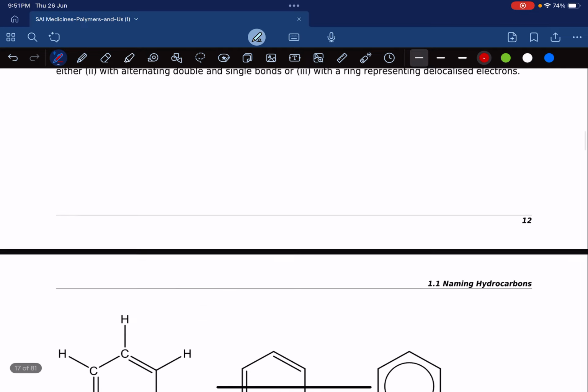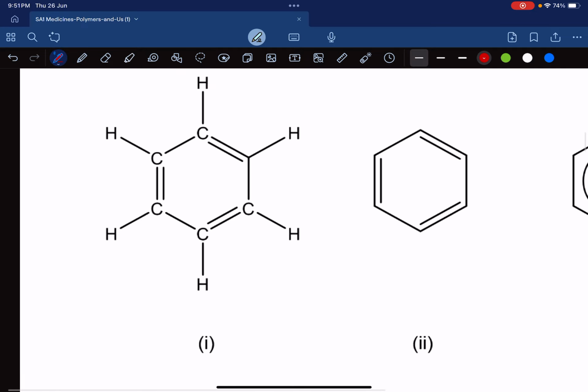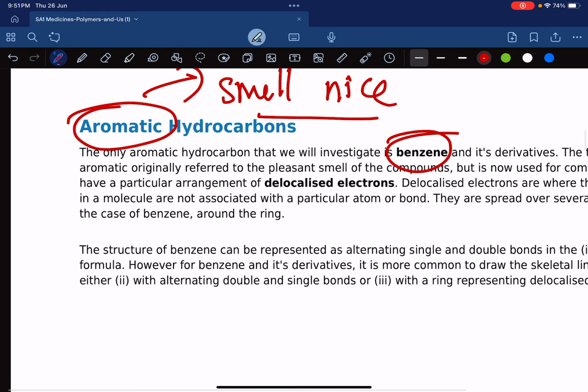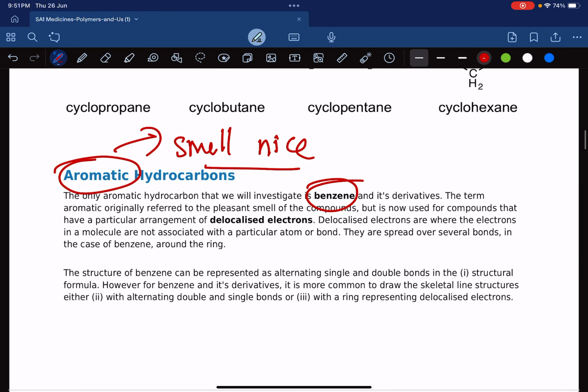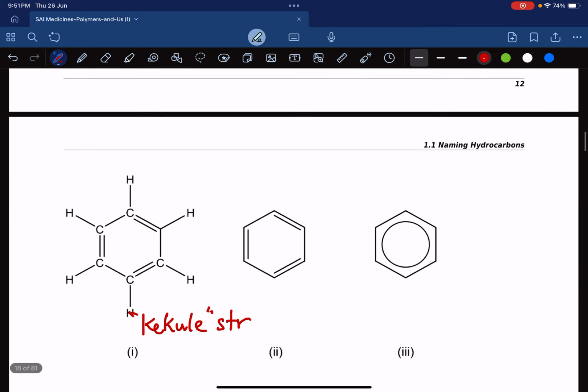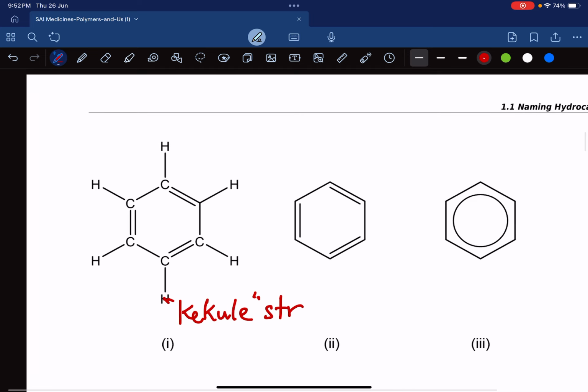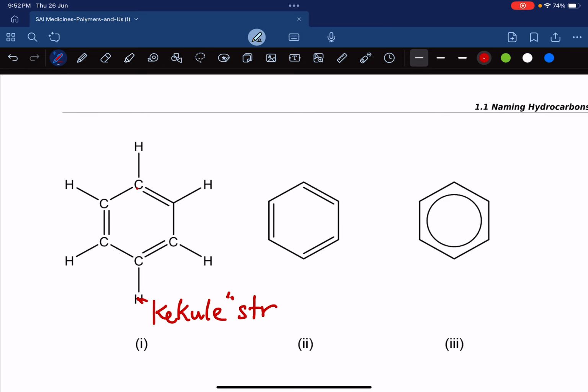Now the structure for benzene is called the Kekule structure. I don't see it written here anywhere, but anyway, this is called the Kekule structure. You do not need to know this. So basically it is made up of 6 carbons in a hexagon ring like this, and there are supposed to be 3 double bonds, 1, 2, 3.